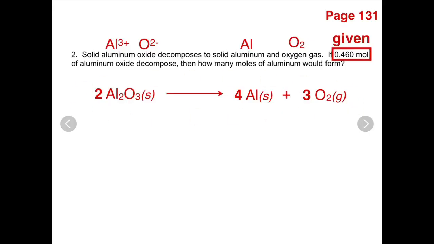Okay, so the next thing is to find out what information is given to you. It gives you the mole. Mole of what? Mole of aluminum oxide. So in this case, you are going to set up with that given information and go all the way to what it asks you for, which is the mole of aluminum. So this is given, we know this, and this is what we want to know. That's what it asks for.